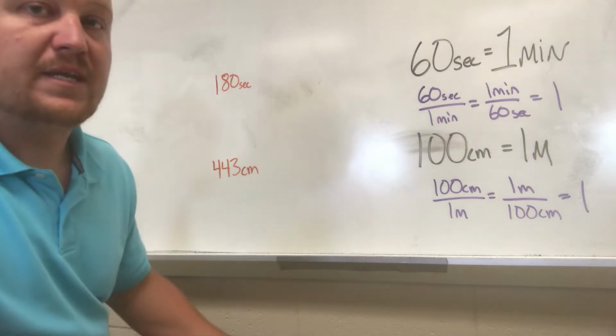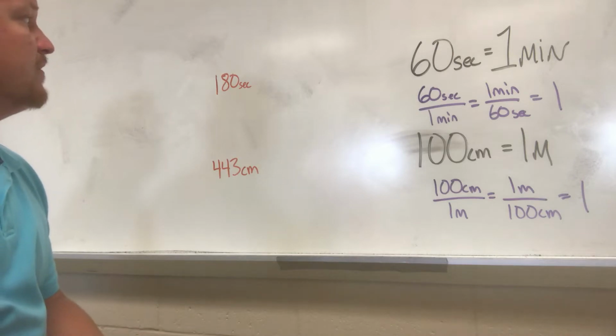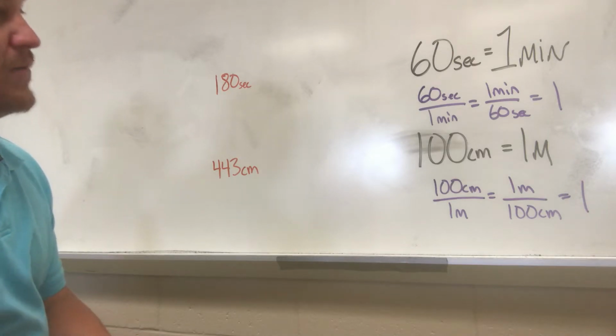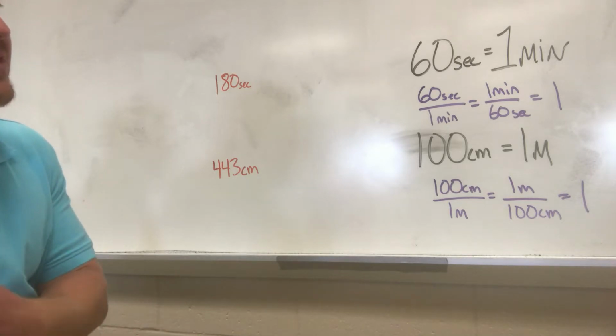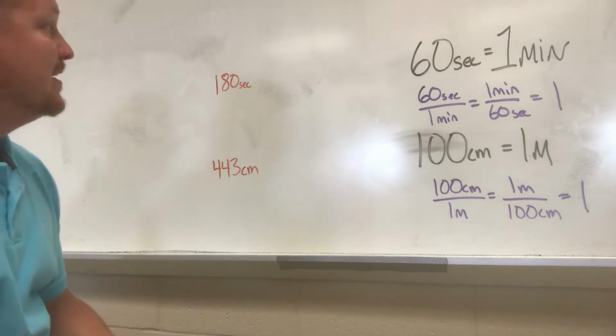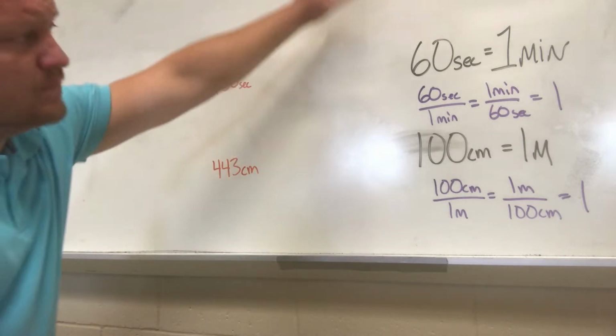All right, today we're going to be looking at some conversion factors. I'll show you how to use a conversion factor to convert from one unit to another. We're going to use seconds and minutes, which are units of time, and centimeters and meters, which are distance measurements in the metric system. So let's look at the first one.